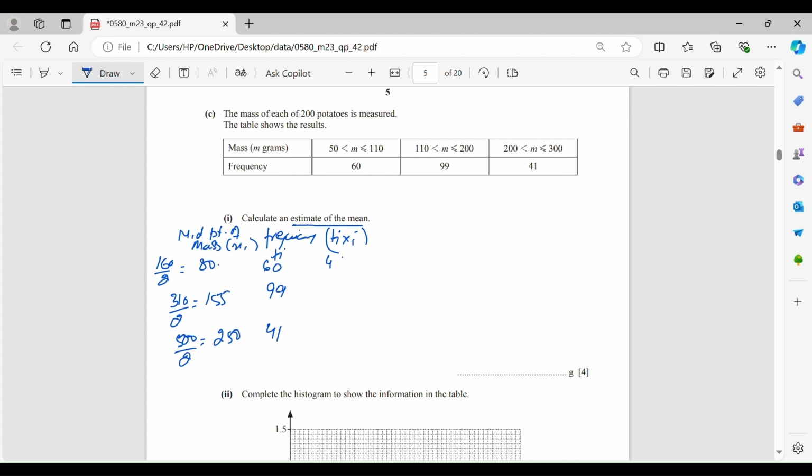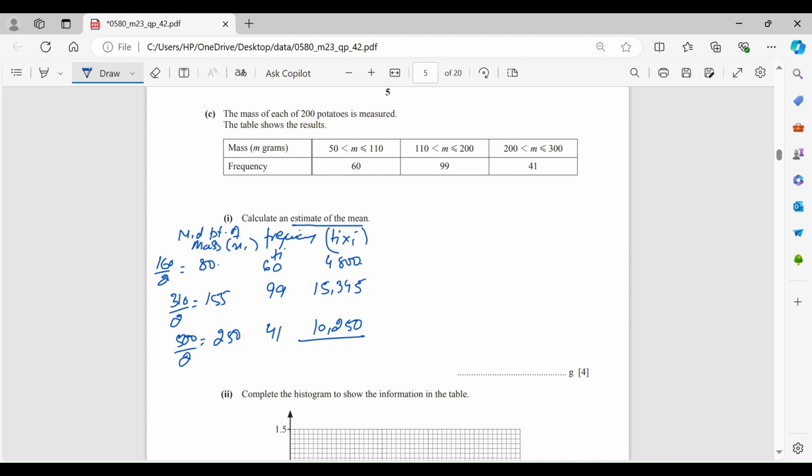80 into 60 is 4800, we will use the calculator for this. This is 15,345, and next will be 10,250. Now what is the mean?